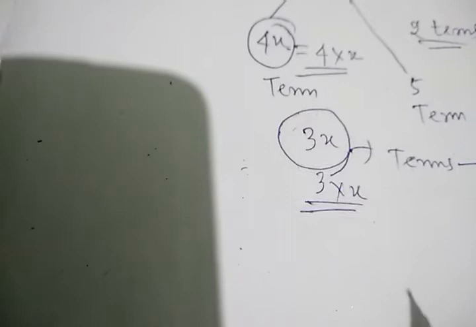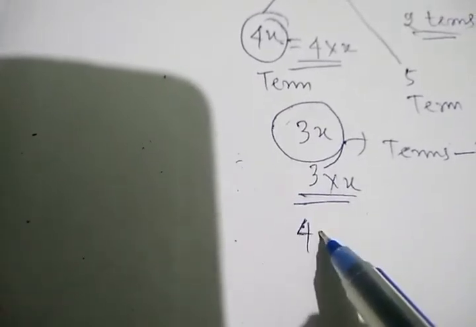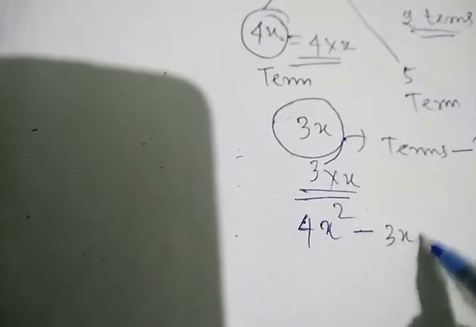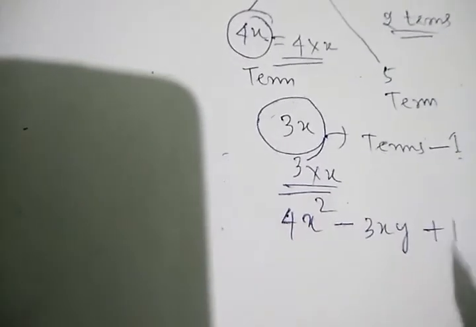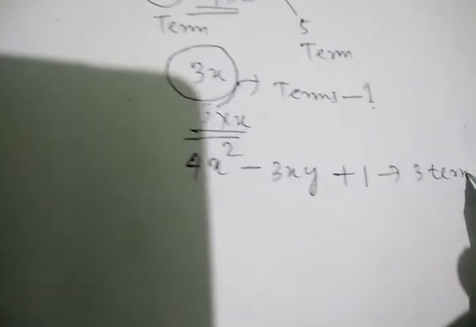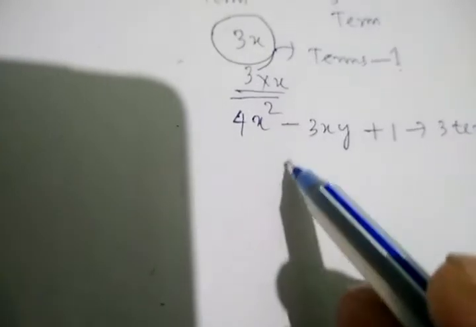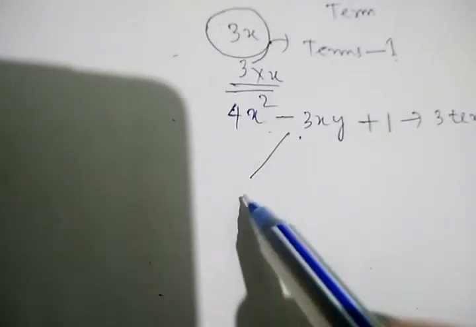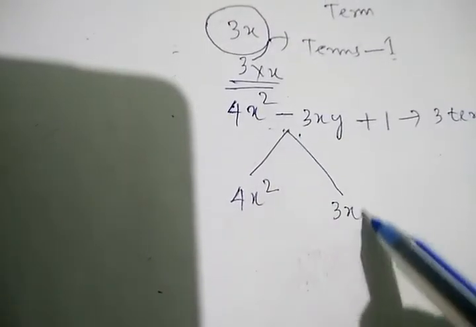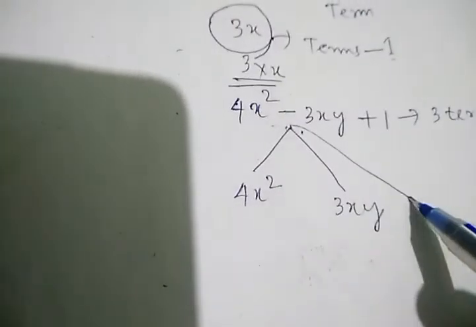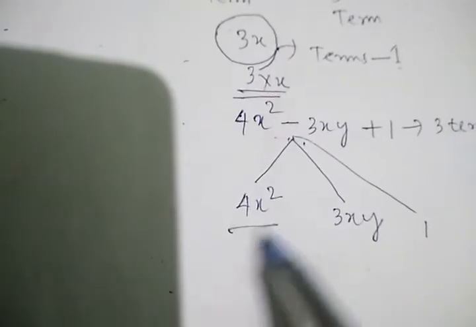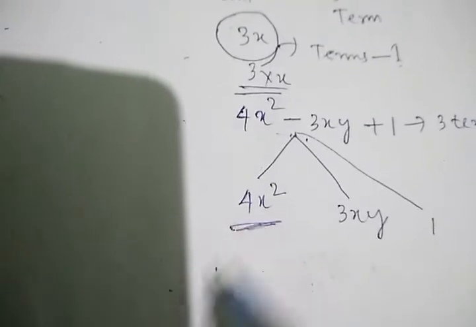So next you tell me 4x square minus 3xy plus 1. So it has how many terms? 3 terms. How? Just find out the 3 terms. First term is 4x square. Second term is 3xy. And the third term is 1. Clear? And how is 4x square formed?